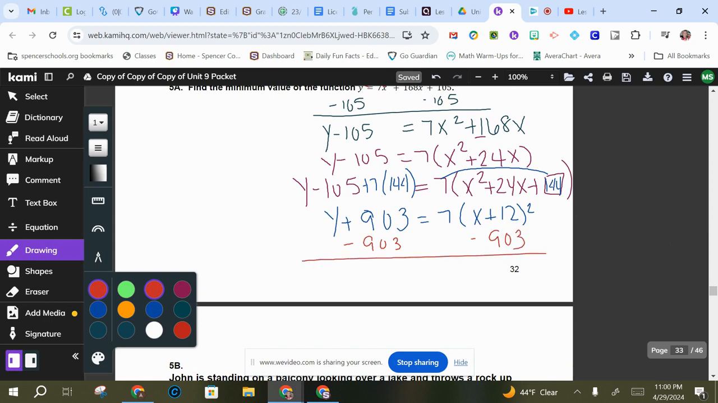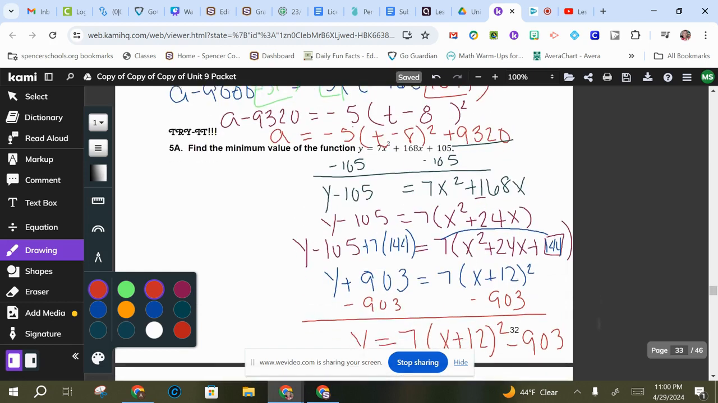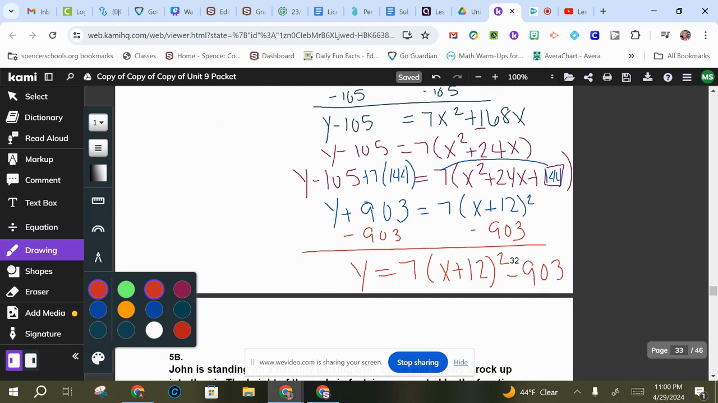And your equation is y equals 7 times x plus 12 squared minus 903. So my minimum value would be negative 903, or my lovely vertex is sitting here at negative 12, negative 903. So this would be my minimal value, the y value.